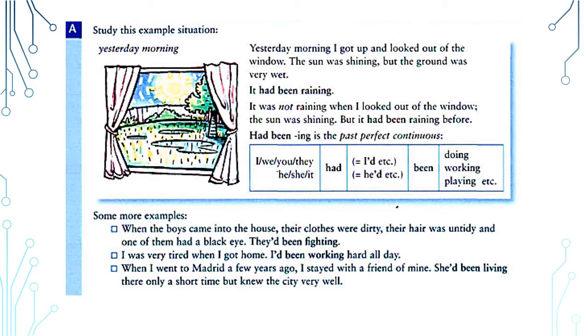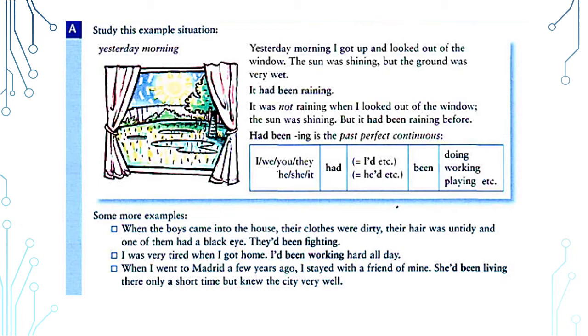Let's study this example situation. Yesterday morning, I got up and looked out of the window. The sun was shining, but the ground was very wet. It had been raining. It was not raining when I looked out of the window. The sun was shining, but it had been raining before. Had been plus ing, the main verb, is the past perfect continuous.